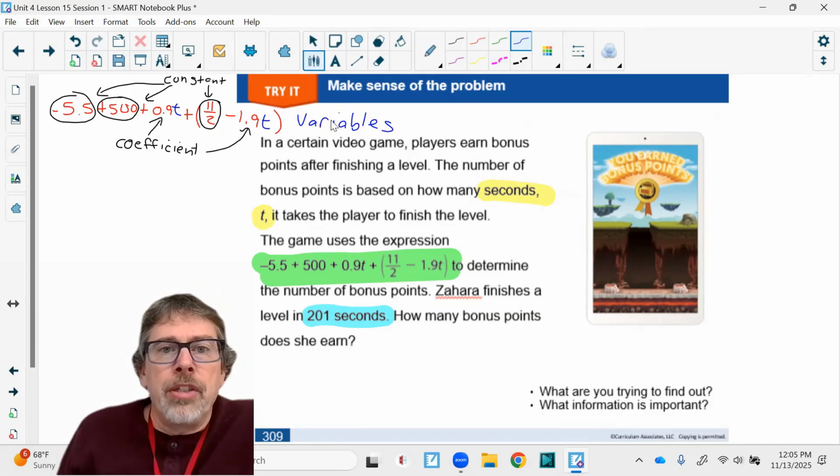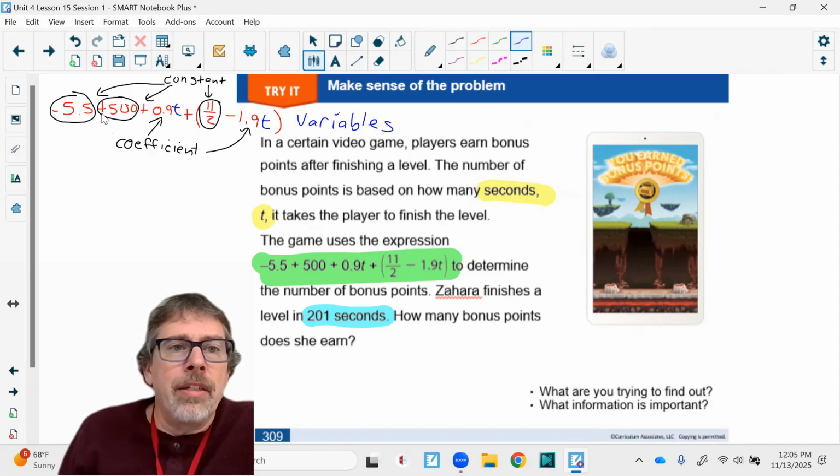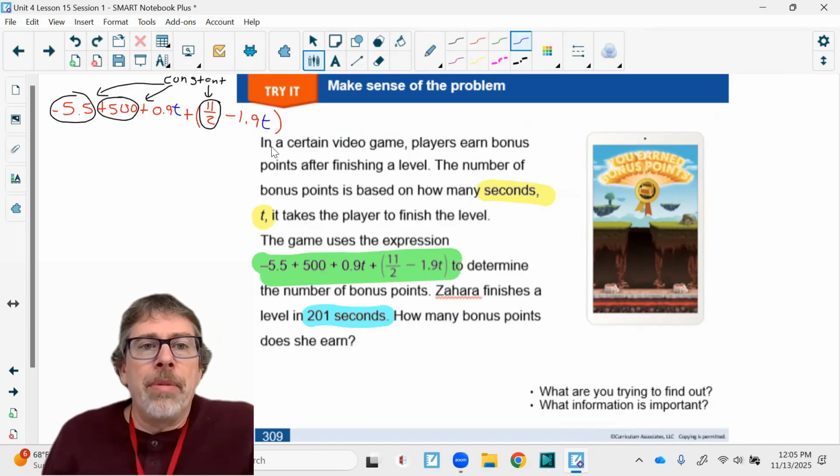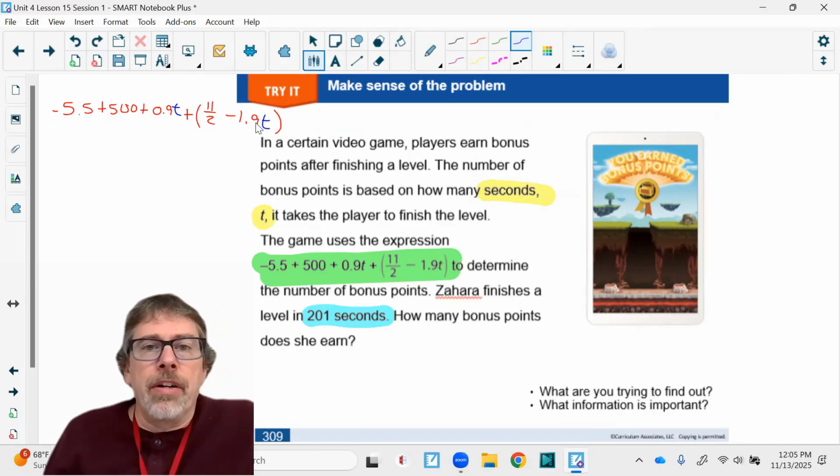Okay, so expressions and equations have coefficients, numbers in front of the variable, variables themselves, and constants, which are numbers added or subtracted without variables. Those are the three vocabulary words that we're going to be using. So let me just go back to here. Okay, and here's our equation.